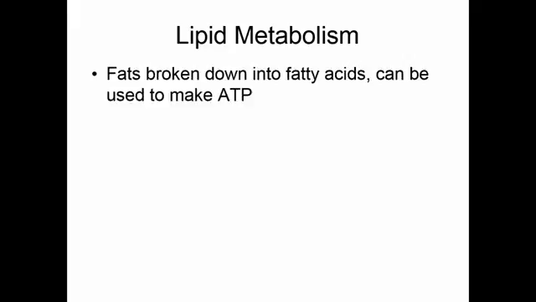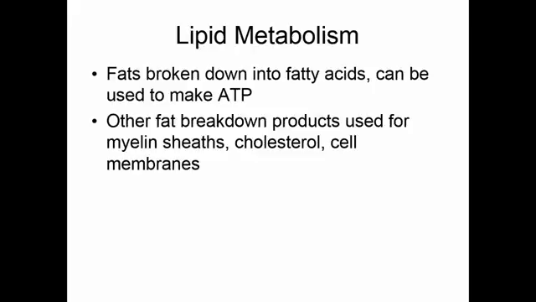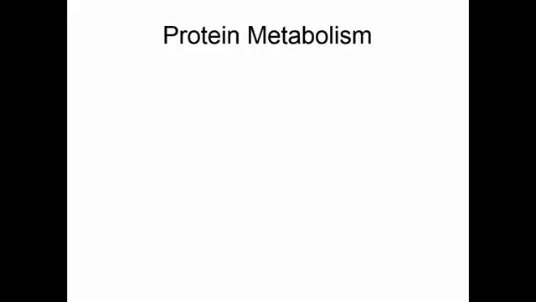With lipid metabolism, fats are broken down into fatty acids, and fatty acids can be directly used to make ATP. Other uses of lipid breakdown is to make products like the myelin sheaths around the nerves, cholesterol, and cell membranes. In order for proteins to be used by the body, they have to be broken down to their amino acids.